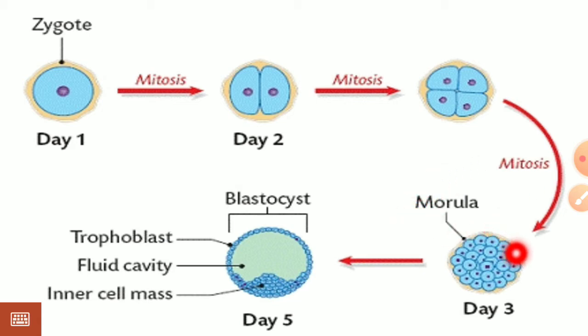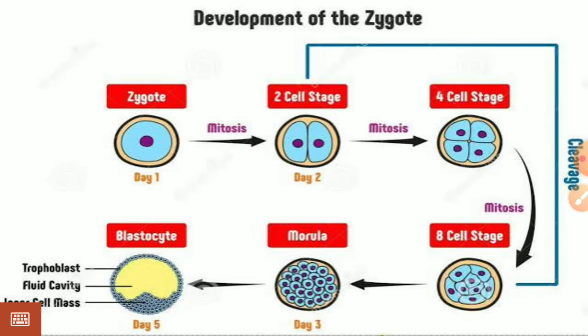The morula is formed 3 days after fertilization, and 5 days after fertilization the blastula stage occurs. The human blastula is called the blastocyst. The outer single layer is known as the trophoblast, and the fluid-filled cavity is called the blastocoel cavity. The mass of cells present at one end is known as the inner cell mass. The morula stage is totipotent, but the inner cell mass cells are pluripotent stem cells.